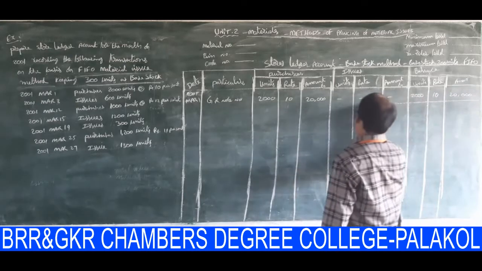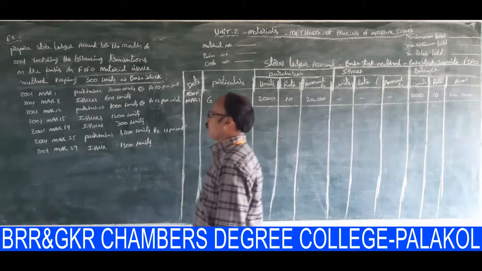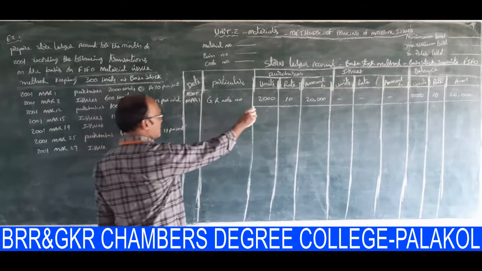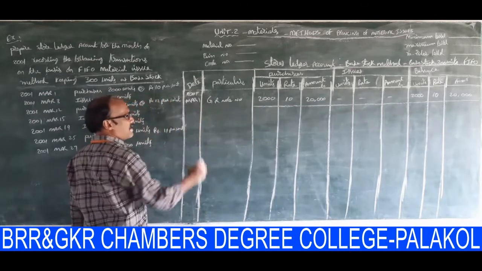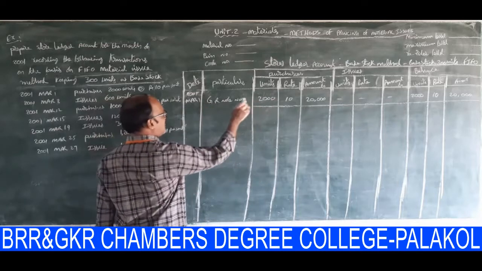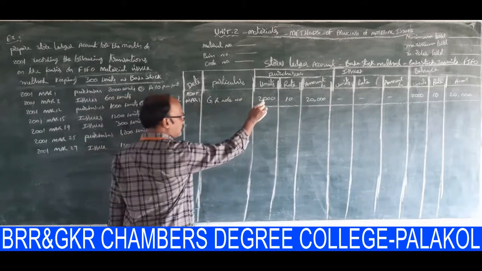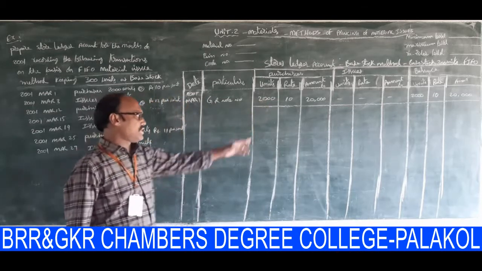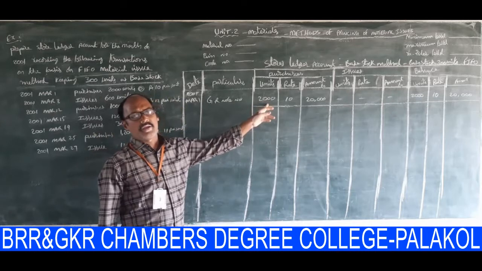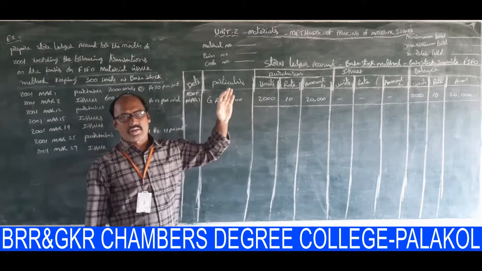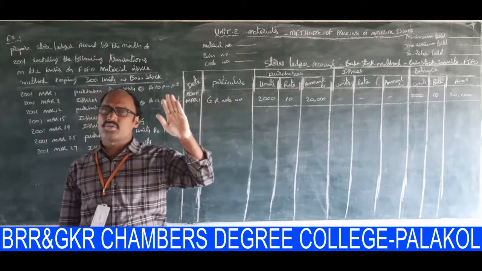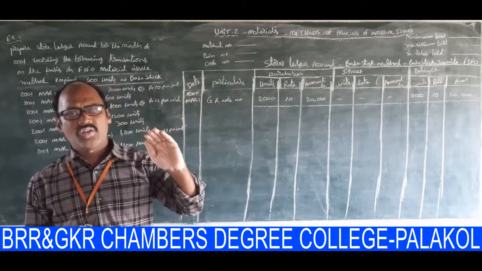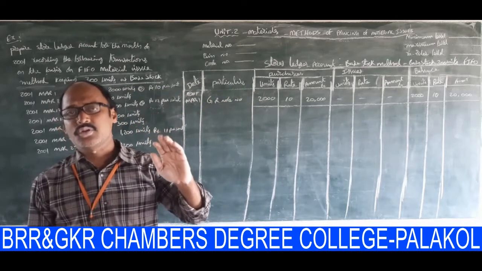Don't forget that this is the FIFO method with base stock. So 2000 units received as on March 1st. From this we have to maintain 300 units of base stock. Remaining 1700 units are to be issued. So only 1700 units are eligible to issue.